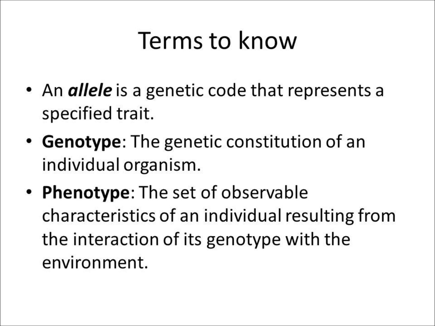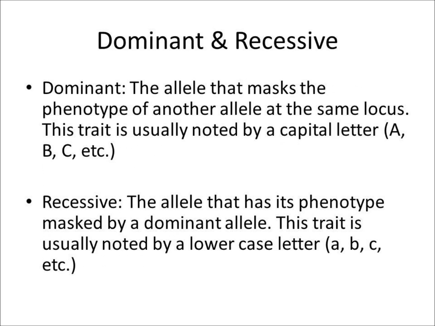Phenotype is the set of observable characteristics of an individual resulting from the interaction of its genotype with the environment. And so the phenotype is basically just the physical display of a person's genotype or an organism's genotype.